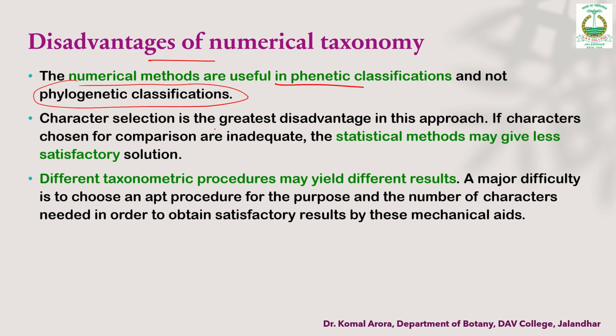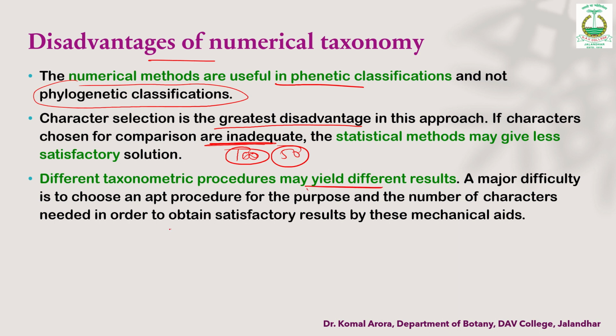Then character selection is the greatest disadvantage in this approach. If the characters are inadequate, because let's suppose I have a list of 100 characters, and out of those 100 characters 50 are not much significant, but the statistical method is going to give all these characters equal weightage, then you may not get a satisfactory solution. Then different taximetric procedures may yield different results.